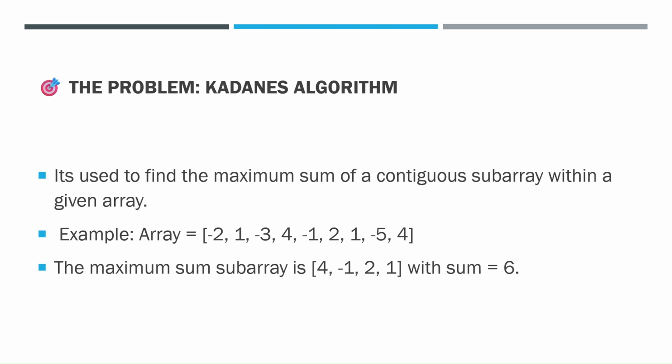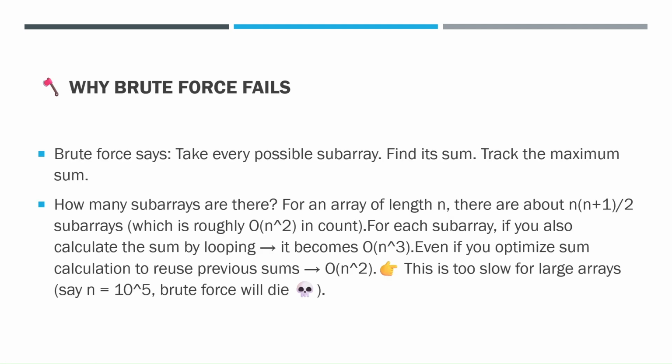Okay, so Kadane's algorithm is used to find the maximum sum of contiguous sub-arrays within a given array. In this array, you can see we have positive and negative elements as well. But if it was all positives, what we have to do is just add all of them up and then we can get the maximum sum. But in this case, it's not like that. You might have seen this problem in LeetCode because we will be doing LeetCode question number 53 at the end of the video.